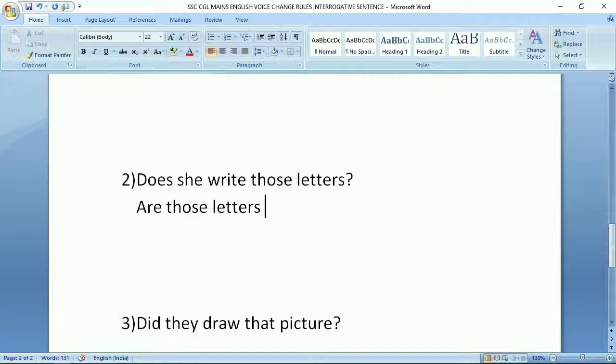The third form of write is written. After written comes by, and after by the subject. But here the subject is she. You cannot write she directly after by. You have to write the objective form of she, that is her. And in the end, just a question mark. I hope you understood.